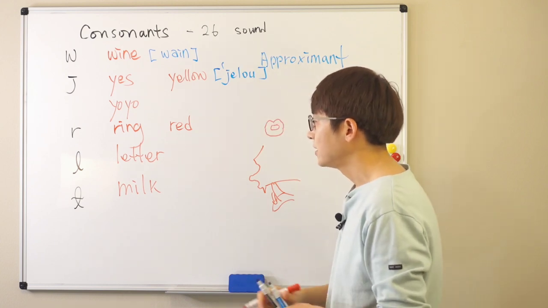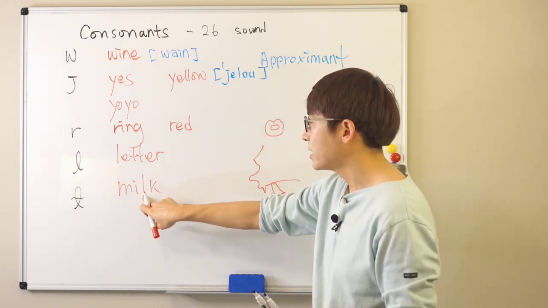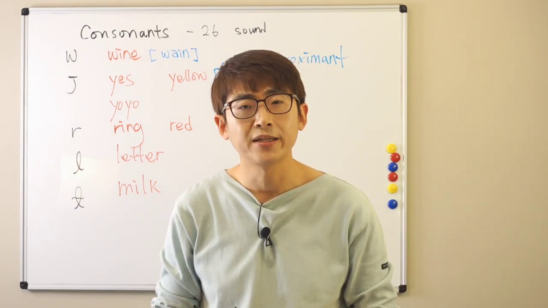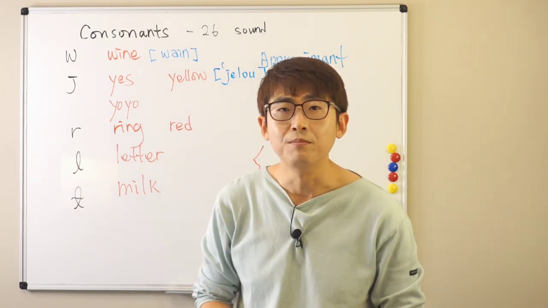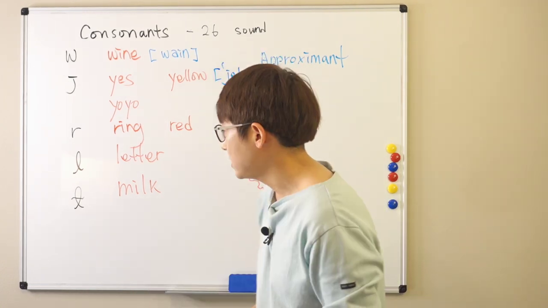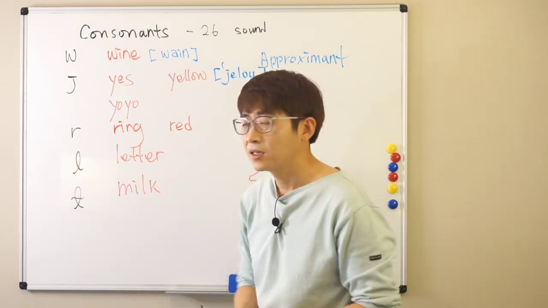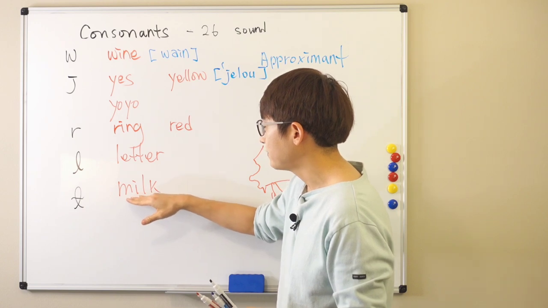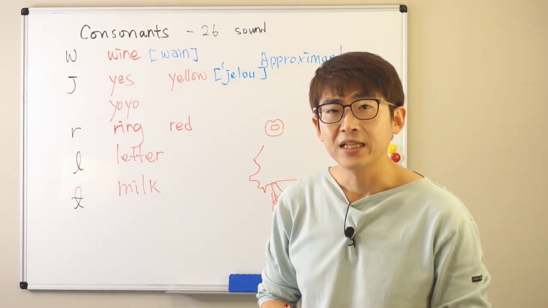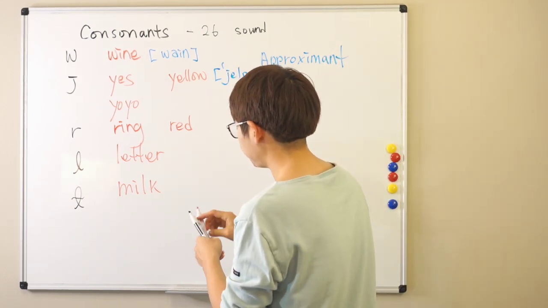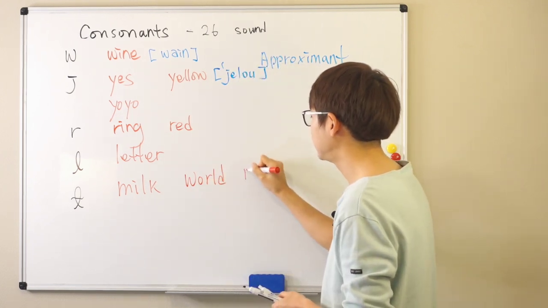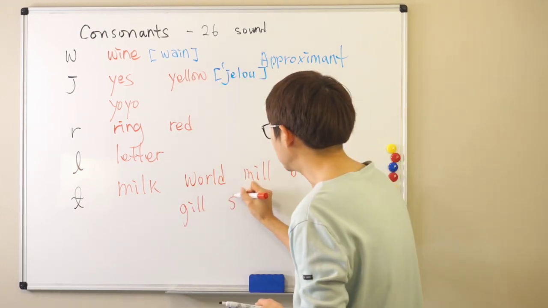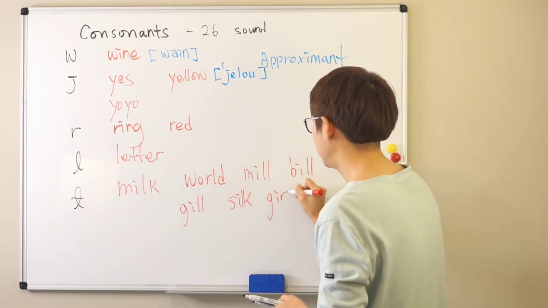This L sound automatically makes the entire vowel long. Without this one, it'll be mic. But since we have this one, it becomes milk, milk. The best way to practice is to practice saying the sound L, L, and apply it everywhere that a word ends with the consonant L. For example, with this one: world, mill, bill, Jill, silk. And even this one: girl.